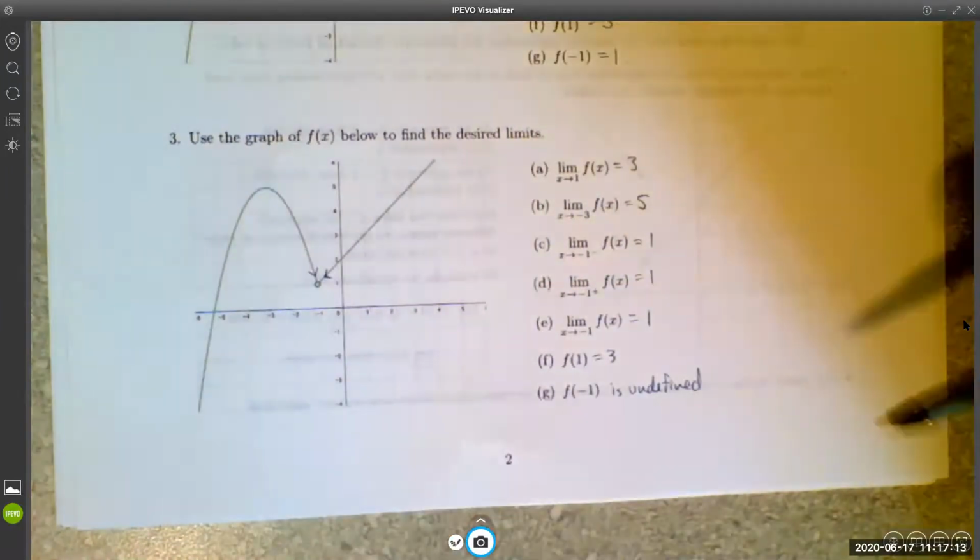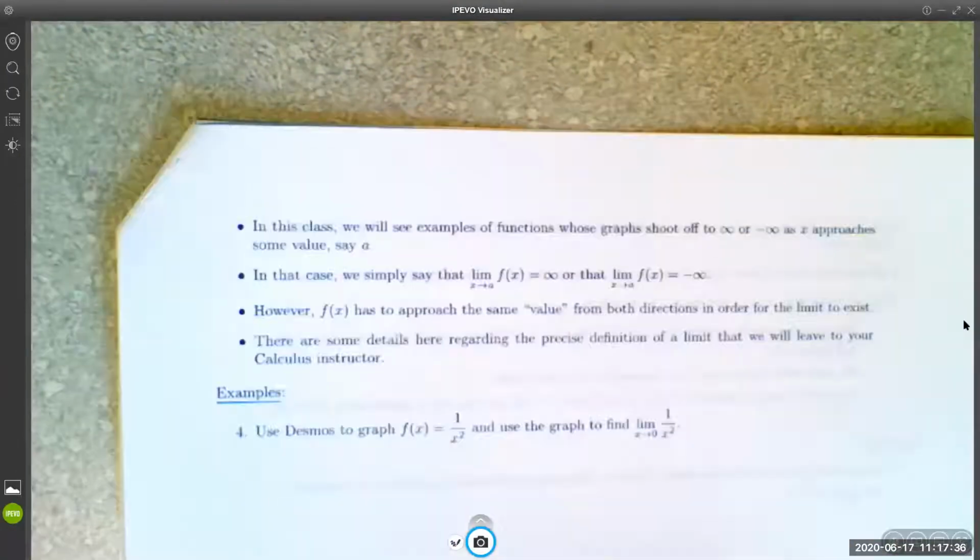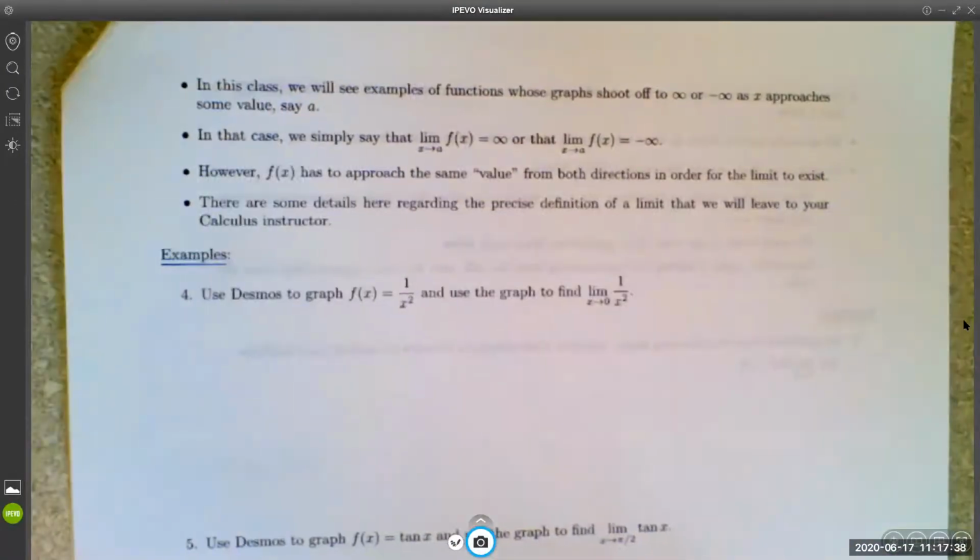So the whole moral of the story is that function values and limits are not necessarily the same thing. Oftentimes they go hand in hand, but not always. And by the end of the section, we'll have a better handle on when exactly function values and limits are the same thing and when they're not, okay? But that's kind of the graphical idea, okay?